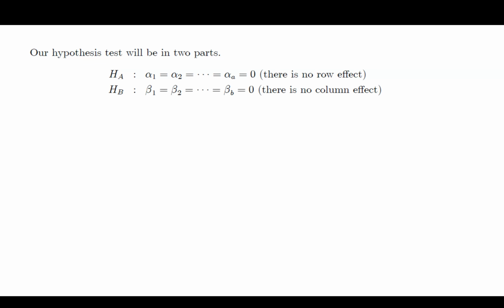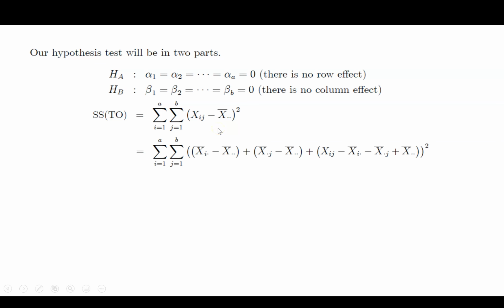It's the same as the overall mean. All right, so how are we going to test this? Well, it's going to look a lot like what we did in the previous section, what we talked about yesterday. So we have an overall total sum of squares here. We do each observation minus the overall mean squared, just like we did before. And we're going to break it into pieces. We're going to break it into a row piece, a column piece, and an overall piece, if you will.